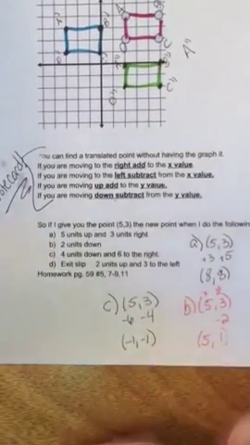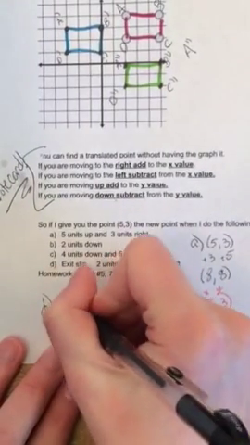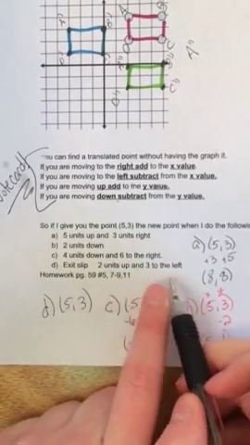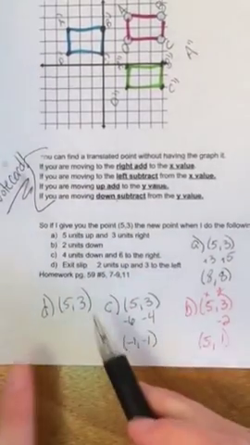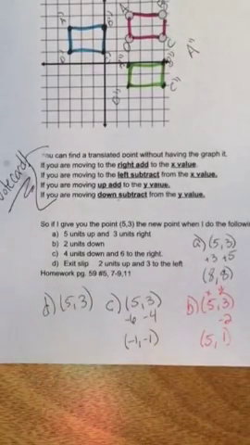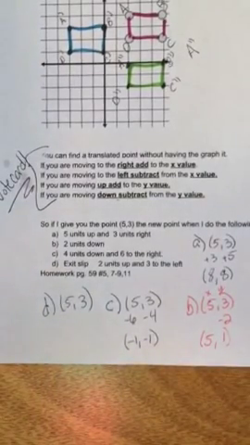Now your exit slip is to start again. For D, you're going to start with 5 comma 3, 2 units up and 3 units to the left. I want you to work that out and tell me what that new point is going to be. Your homework is number 5, 7 through 9, and 11.